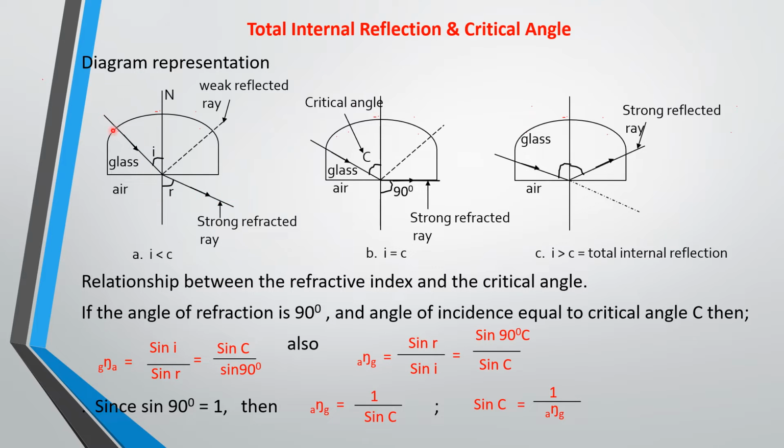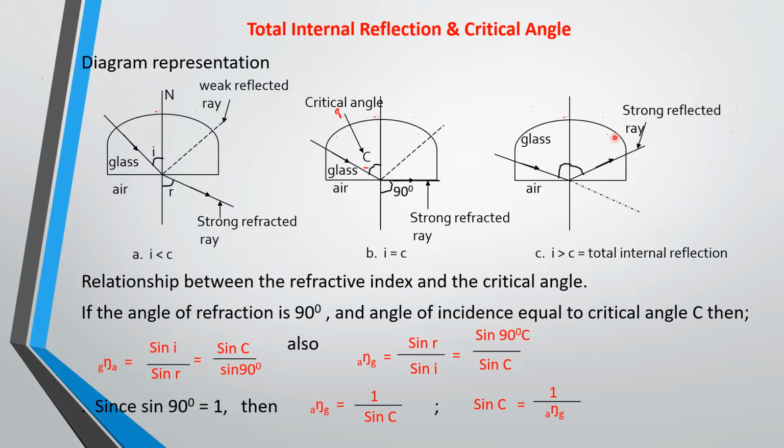Okay, so as the ray comes in here and travels out into the air medium, you will have a strong refracted ray and a very weak reflected ray. As you increase the angle of incidence, you will increase it until this angle of refraction becomes 90 degrees. The point where this angle of refraction is 90 degrees, this angle of incidence is what is called the critical angle. Look at it here. That is the critical angle. The angle of incidence when this one is 90 degrees is called the critical angle.